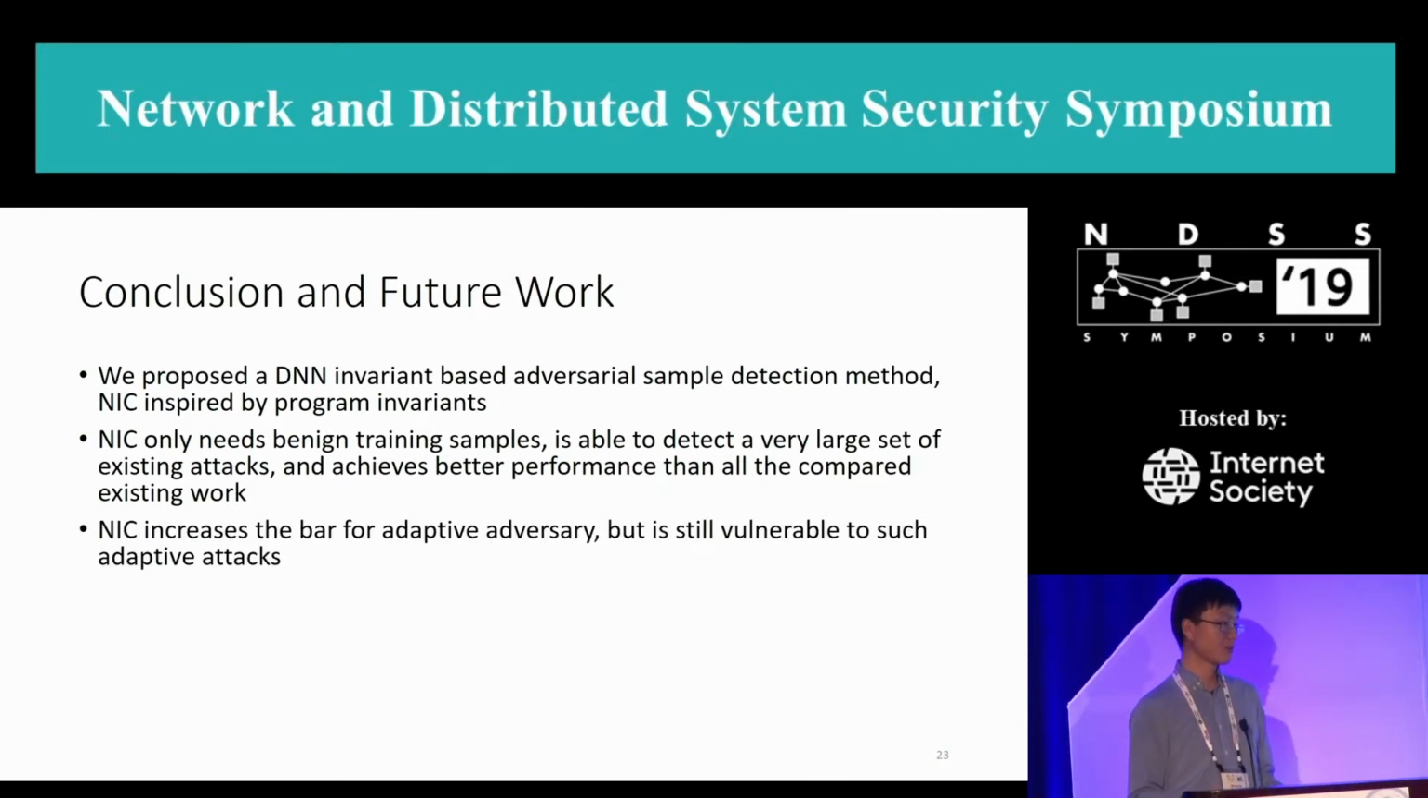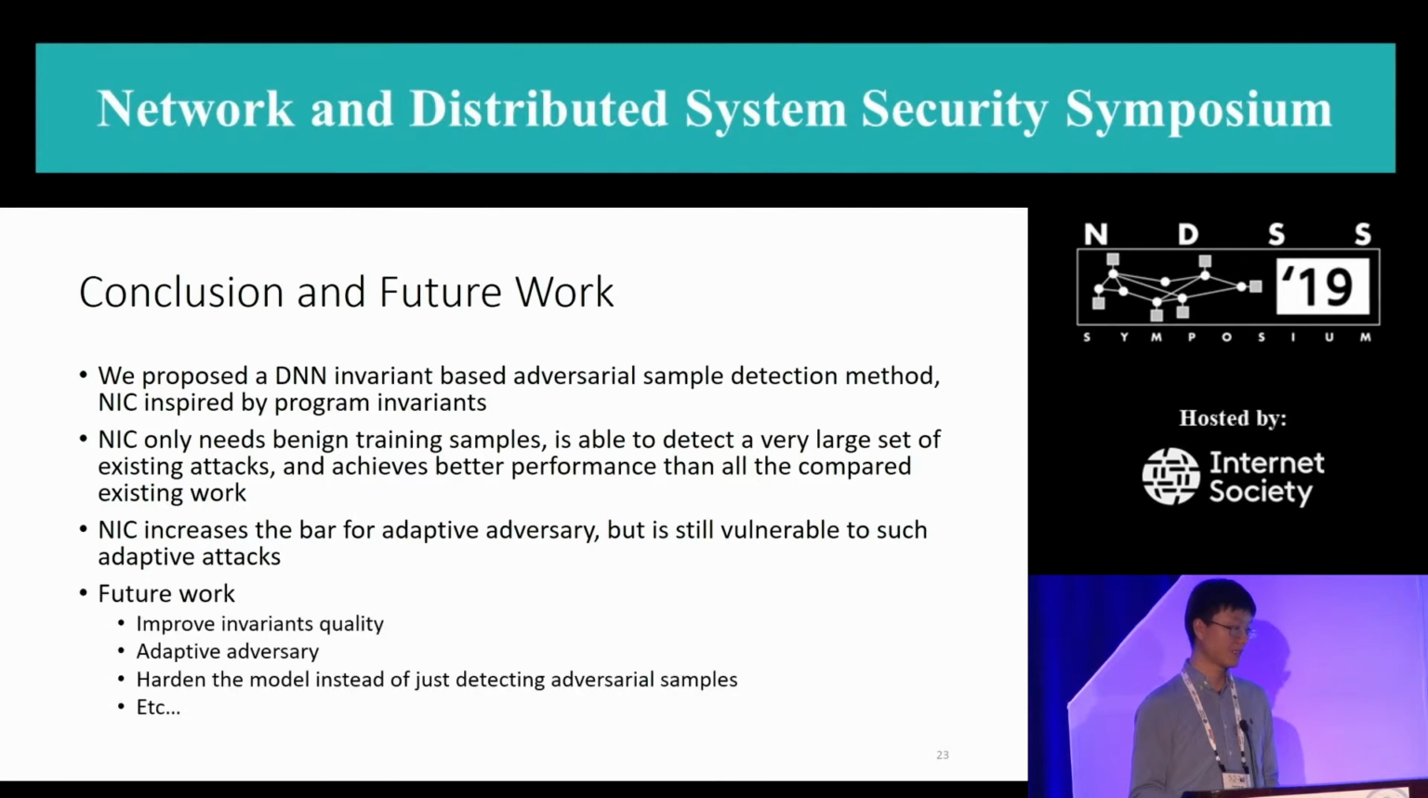And it raises the bar for adaptive attacks, but we still admit that we are vulnerable to adaptive attacks. So as a next step, we may want to improve the quality of these invariants and also try to deal with adaptive attacks and also try to harden the model instead of just detecting the adversarial samples. And thank you. I'm happy to take questions.